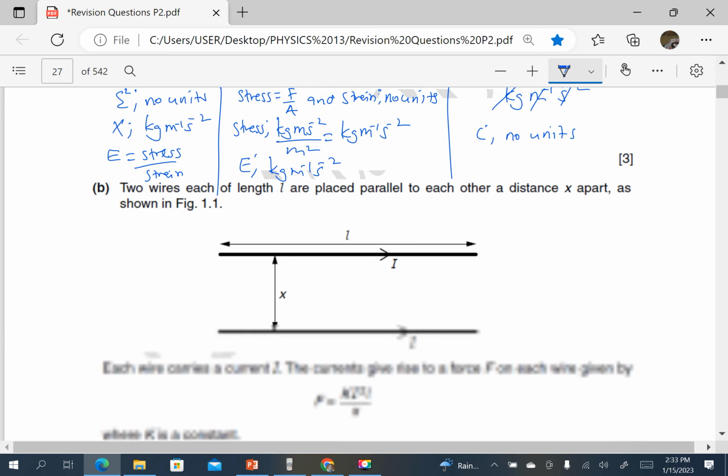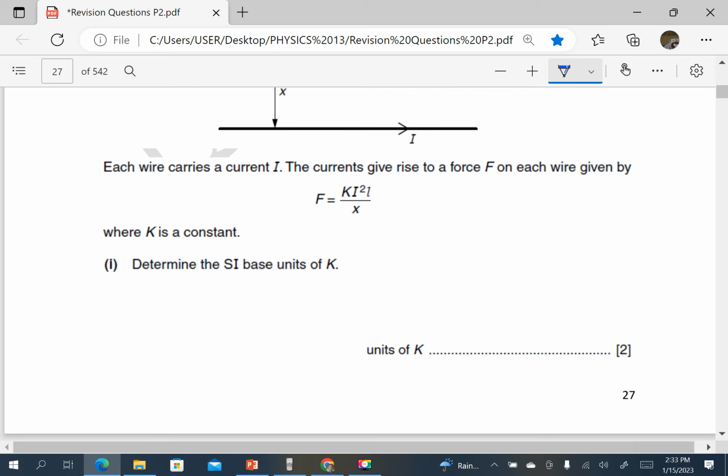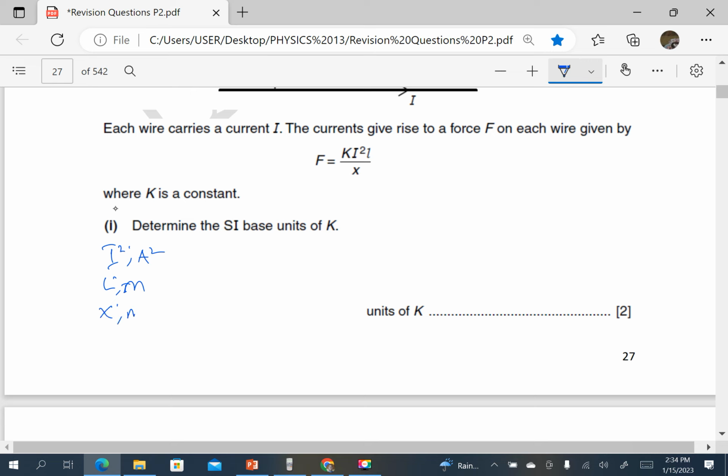Two wires, each of length L, are placed parallel to each other, a distance x apart as shown in the figure. Each wire carries a current I. The currents give rise to a force F on each wire given by that expression, where K is a constant. Find the SI base units of K. So I is current, so I squared will have units as ampere squared. L is length, units are going to be meters. What is X? X is distance between, so X is also in meters.